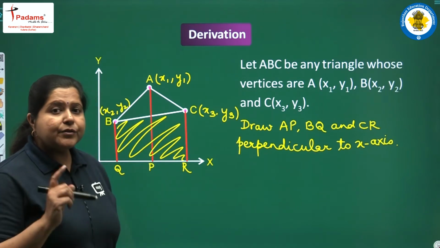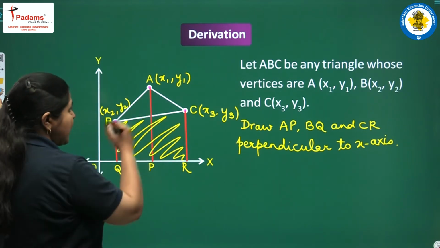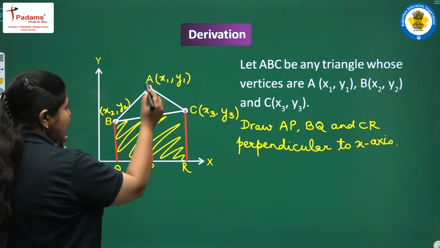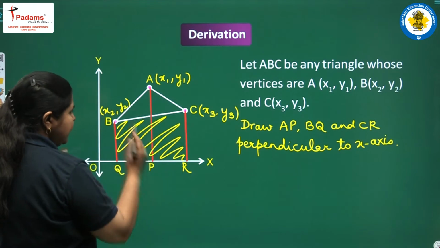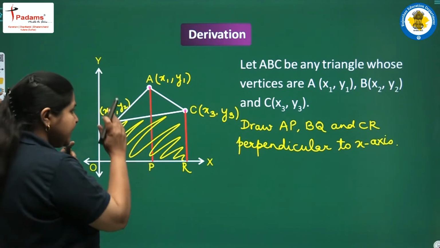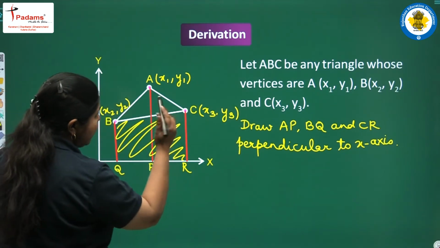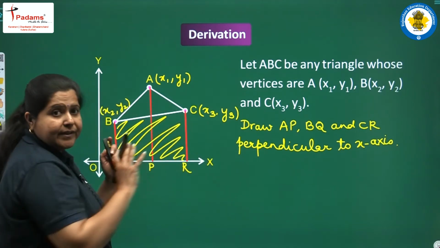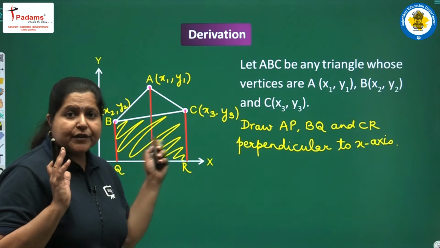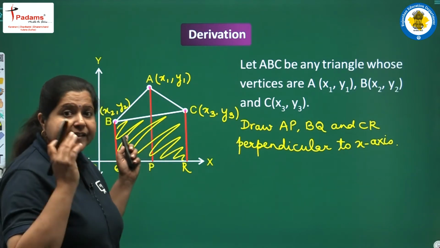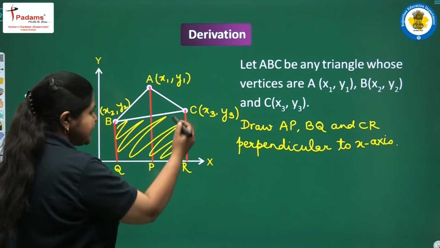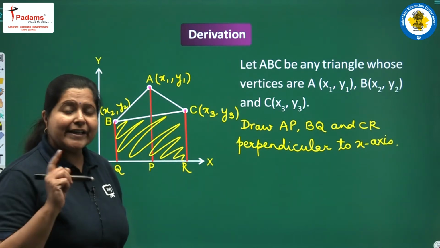Now if we want to find the area of this triangle ABC, we can add up the area of this trapezium ABQP, first one that I had shaded. Then we can add the area of this trapezium APRC, this second one. We can add both the areas of the two trapeziums, and then we can subtract the area of this shaded trapezium BQRC. Then we will get the area of the triangle ABC.